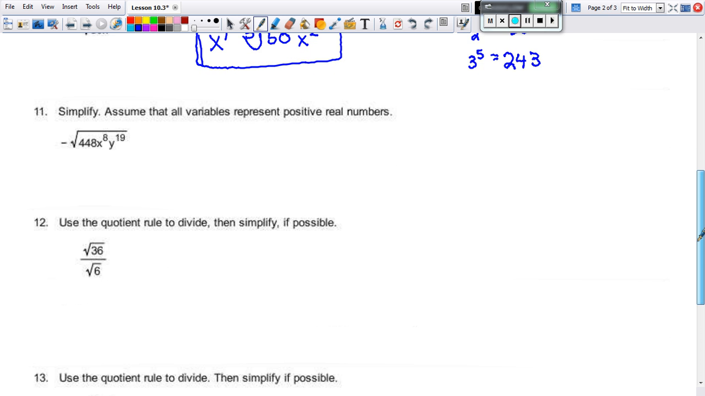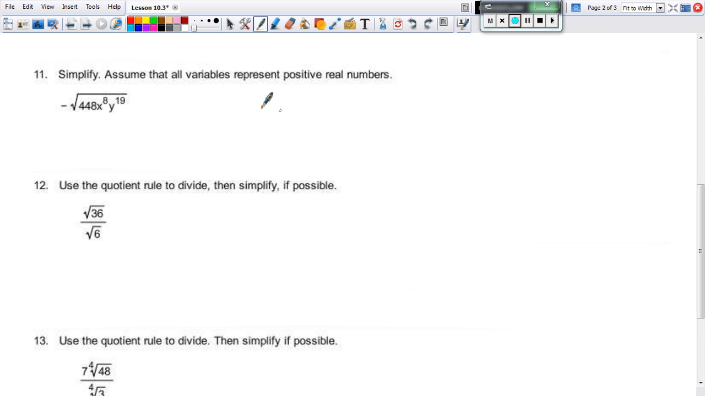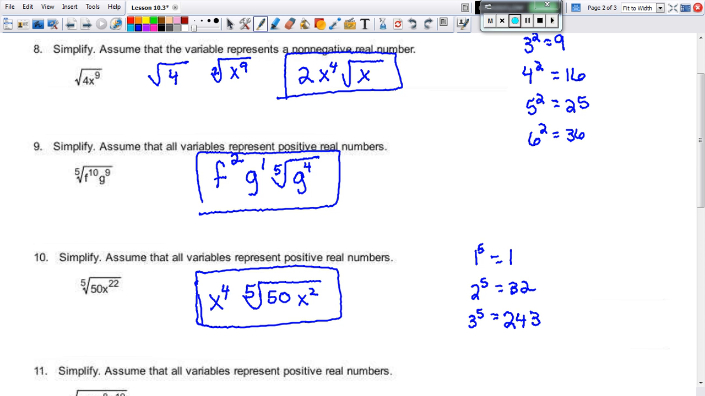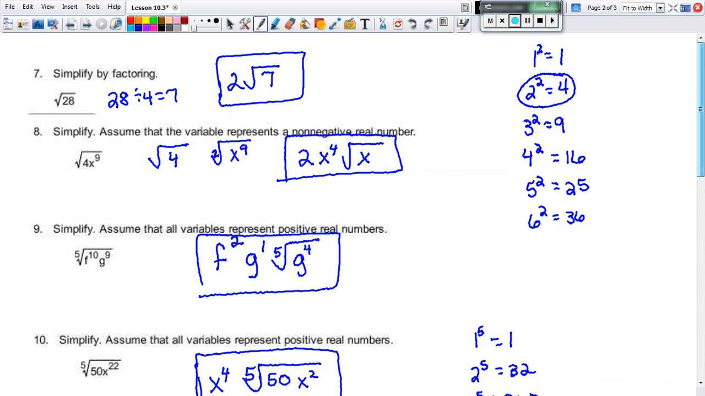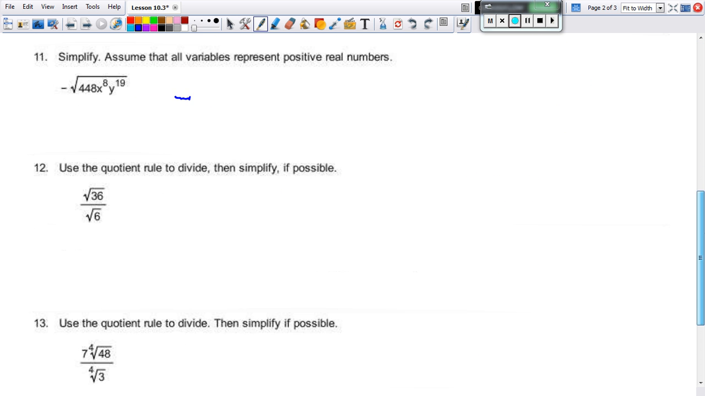Okay, on the next one, the negative on the outside stays on the outside. So that is going to be a negative square root of 448. Okay, what I can do is I can go back up to the squares here. I need to take it up to 100. Let me go ahead and do that.